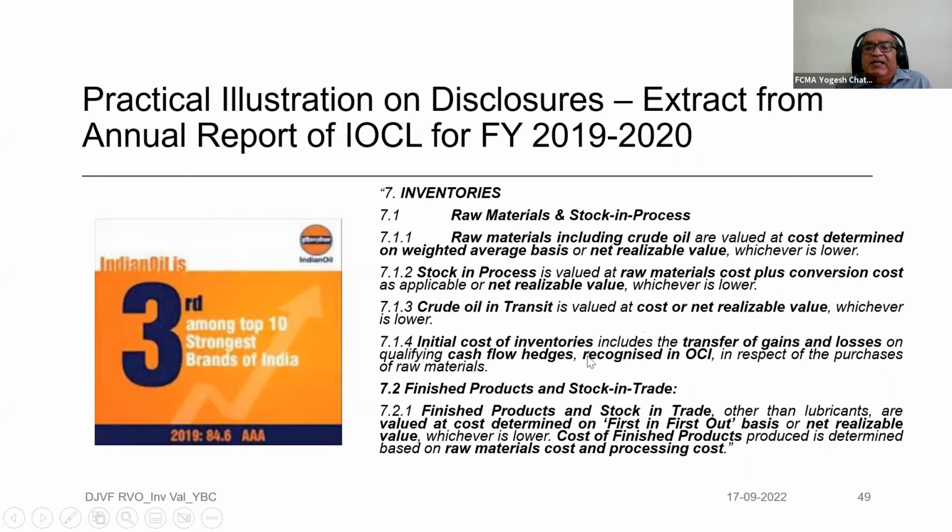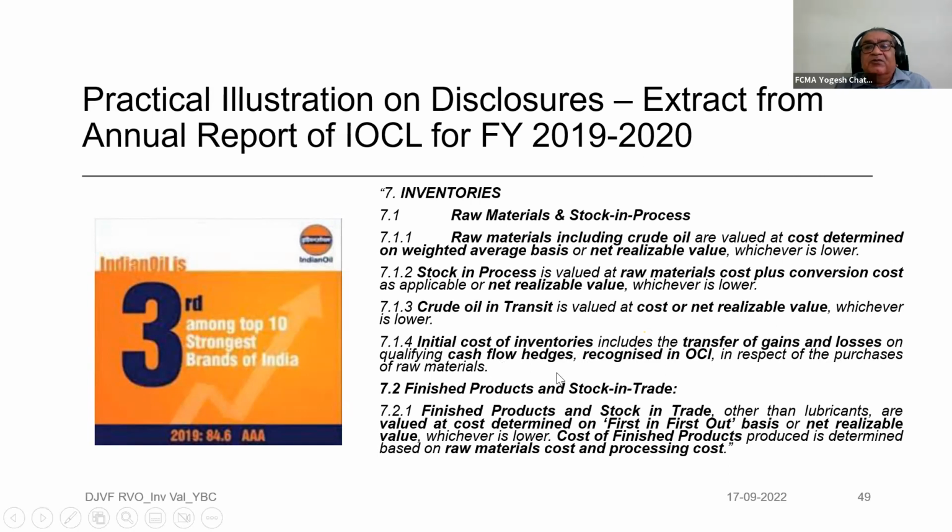Initial cost of inventory includes the transfer of gains and losses on qualifying cash flow hedges. As I told you, a majority of our requirement is imported, so hedging will be required. We are aware of the fluctuation in foreign exchange, particularly the depreciation of rupee at present against US dollar. So continuous hedging will be required by the Treasury Department of a large entity. So here that is how it is reflected.